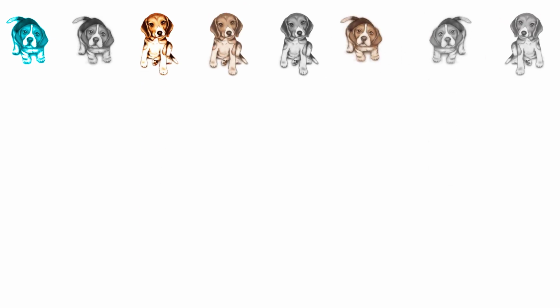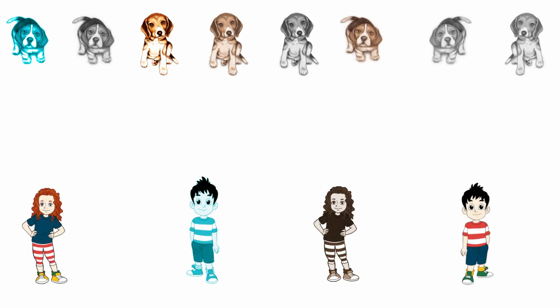Now let's see some examples. So in this case, we have 8 puppies and we want to divide them among 4 kids. How many puppies will each kid get? For that, we need to calculate the result of this exercise. 8 divided by 4.